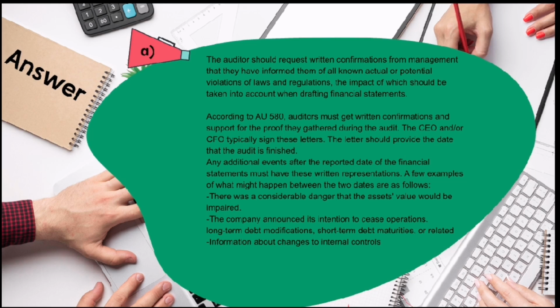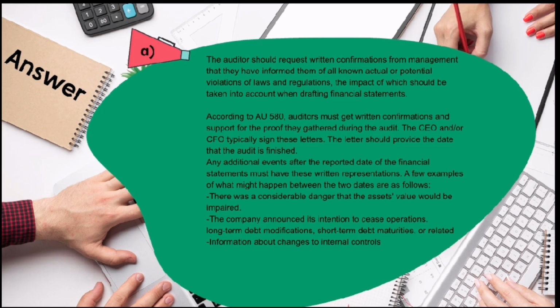In an audit of financial statements, the circumstance in which auditors are required to obtain written representations is that the auditor should request written confirmations from management that they have informed them of all known actual or potential violations of laws and regulations, the impact of which should be taken into account when drafting financial statements. According to AU 580, auditors must get written confirmations and support for the proof they gathered during the audit.